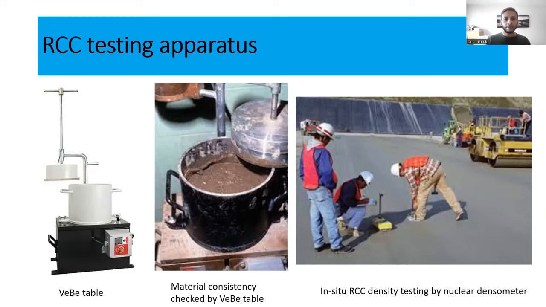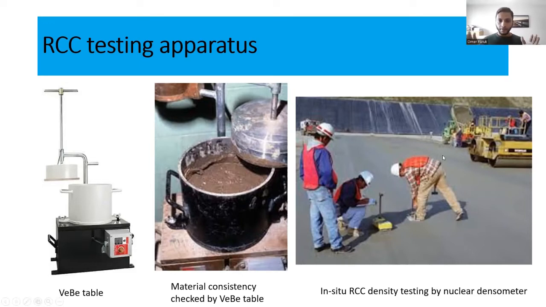If the two tests give us the same results, that means the whole truck is not going to be acceptable. And if we place this material on site, we're going to have lots of voids. We're going to have lots of segregation. So that material needs to be taken out.